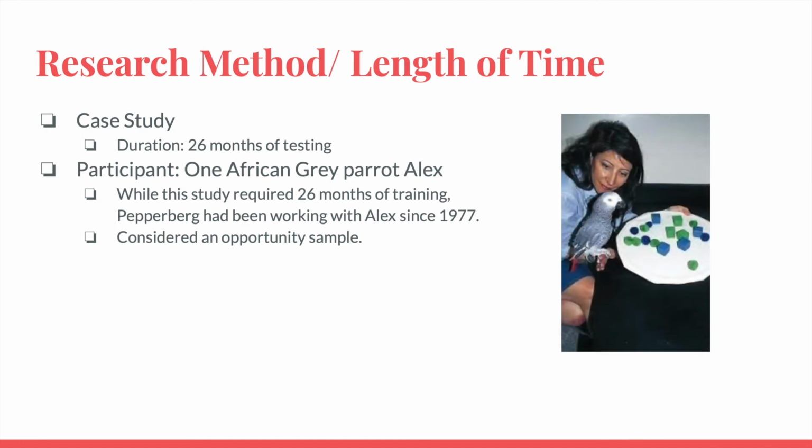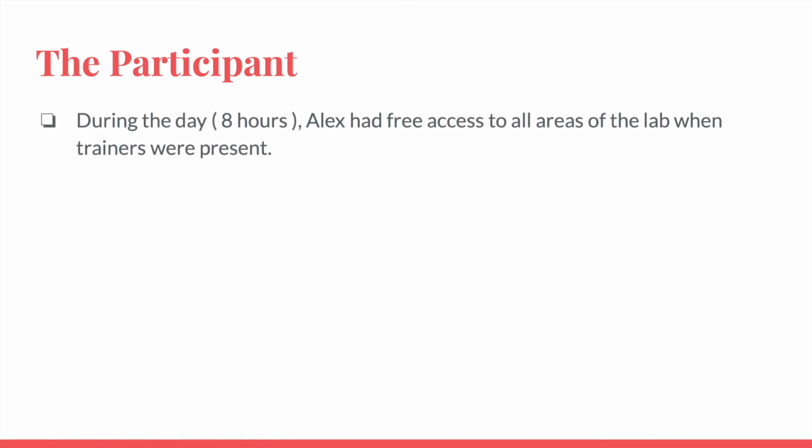Here is an image of Irene Pepperberg and Alex the parrot. As you can see, Alex is learning the difference between shapes and colors, such as green and blue, and the shapes of squares and circles. During the day, for about 8 hours, Alex had free access to all lab areas while his trainers were present. However, during sleeping hours, he was housed in a wire cage.